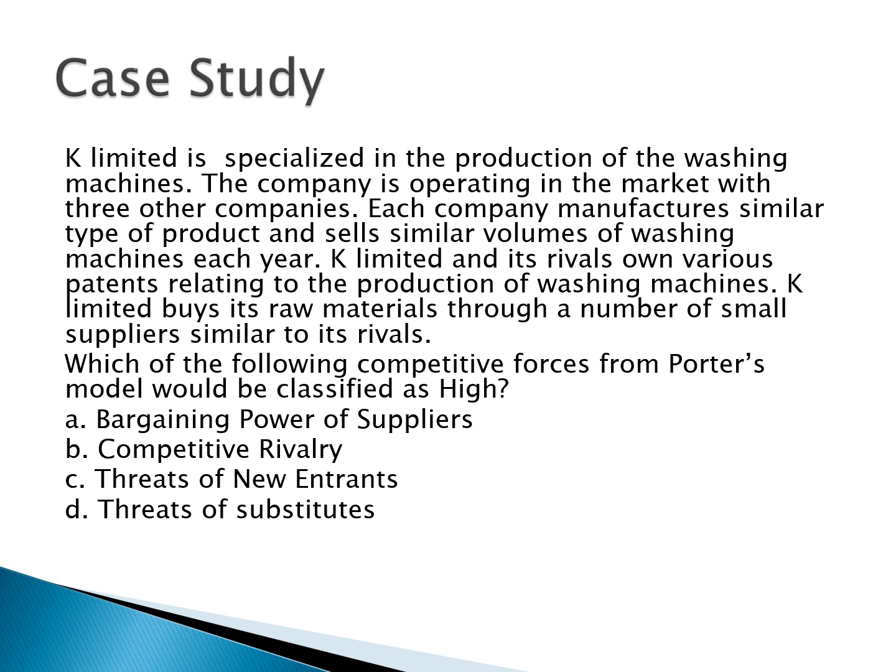The first is bargaining power of the suppliers. Now in this case, K Limited buys raw materials from a large number of small suppliers, so their bargaining power will be very low. The second alternative is competitive rivalry. Now in this case, the company is operating in the industry where few firms exist and all are selling the similar products, and its volume is also same. So the competitive rivalry will be very high.